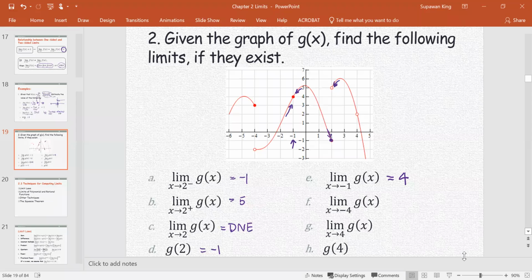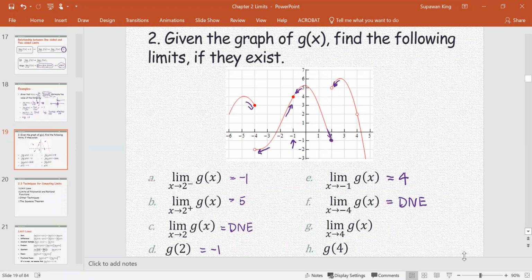In part F, the limit of g(x) as x approaches -4. From the left side, the function value approaches the value 3. From the right side, the function approaches -2. So the limit of g(x) as x approaches -4 does not exist.